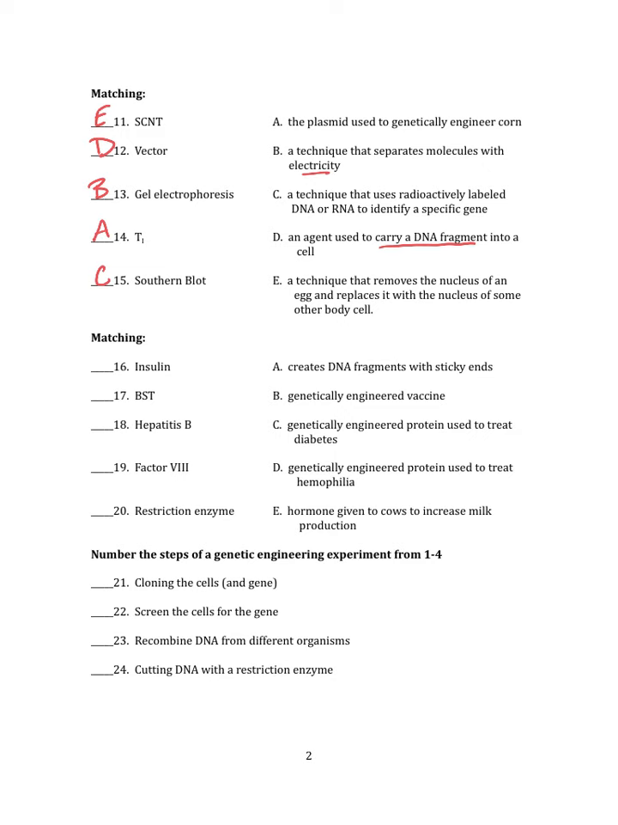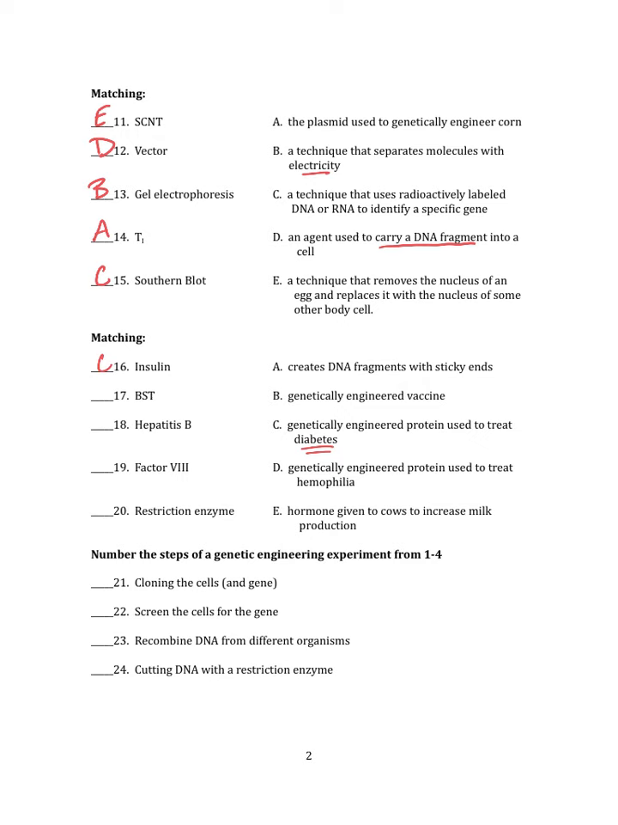Insulin is a genetically engineered protein that's used to treat diabetes. So remember, insulin is the molecule that our bodies use to facilitate sugar transfer from our bloodstream into our cells. And without that protein, we are unable to survive. So insulin is really important, and we now can use bacteria to produce it for us.